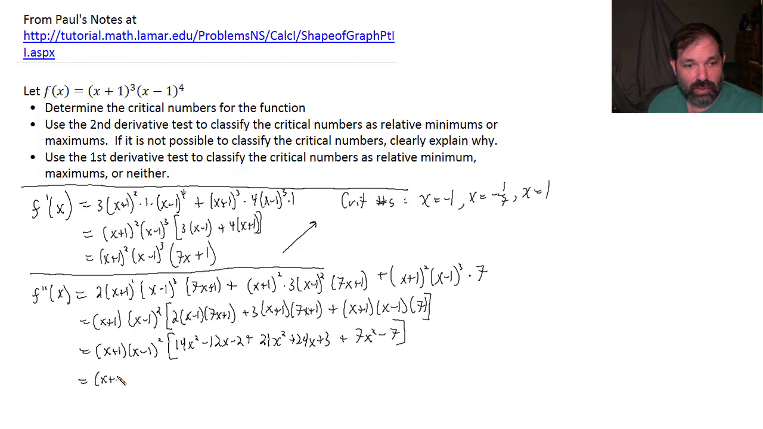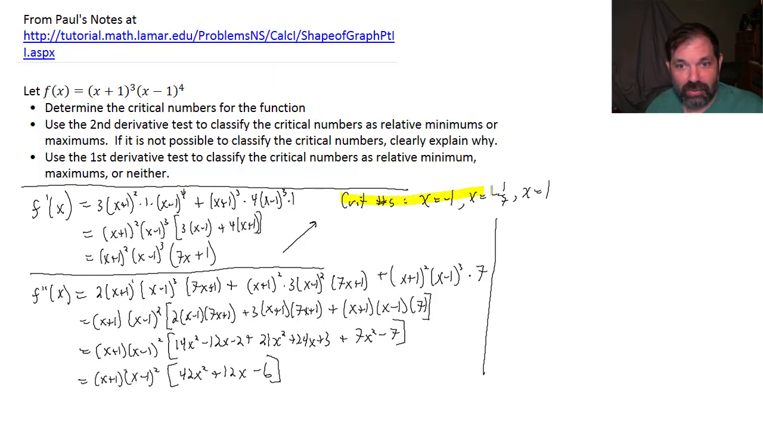So that's (x plus 1), I'm sorry, (x plus 1) by (x minus 1) squared by 42x squared plus 12x minus 9 minus 6. Alright, so now that we have that, we have the critical numbers, right? We answered the first part. There's the critical numbers.